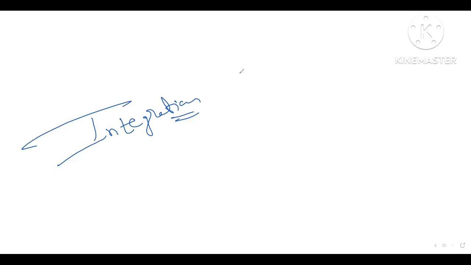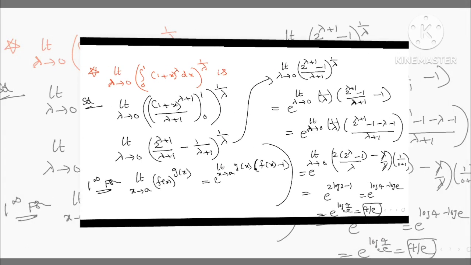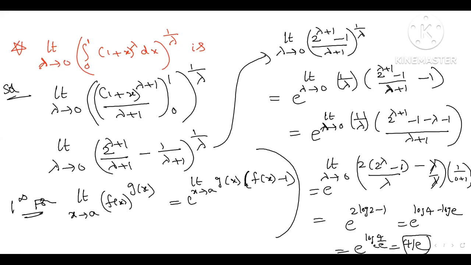Today we will discuss integration problems. Okay, moving to the next question: limit as lambda tends to 0 of the integral from 0 to 1 of (1 plus x to the power lambda) dx, the whole raised to the power 1 by lambda. Okay, how can you solve this problem?